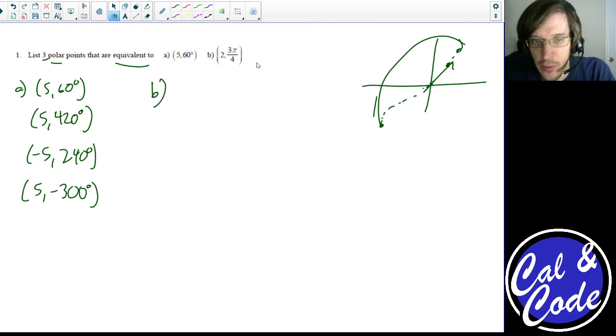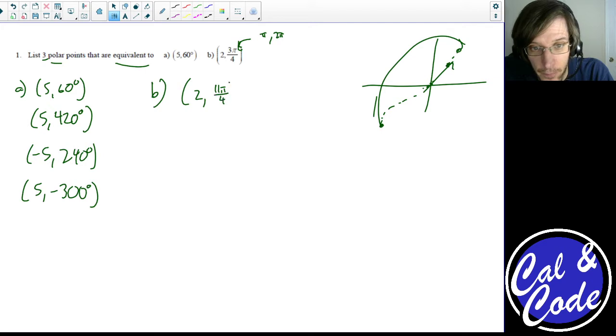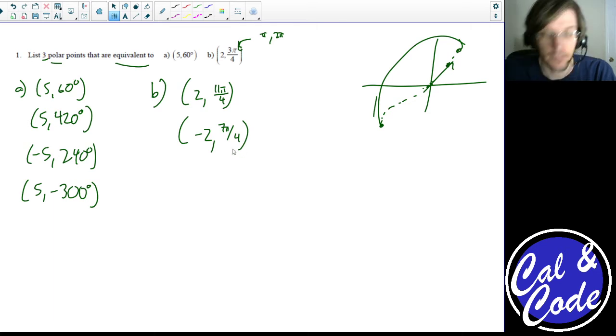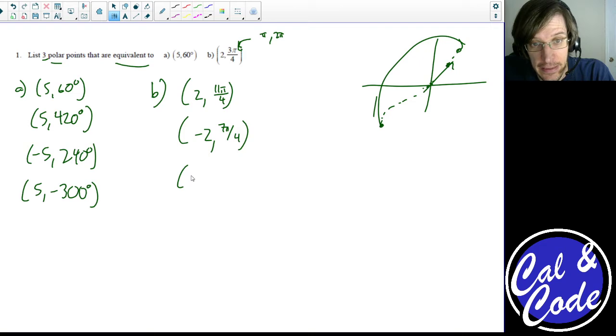You can do similar things when it's in radians, only instead of 360 and 180, we're going to be talking about pi and 2 pi, right? So if I add 2 pi to this, I would end up with (2, 3π/4 + 8π/4), which is (2, 11π/4). That's one way to do it. I could add pi to this and make the radius negative. So add 4π/4 is (-2, 7π/4). Or again, I could subtract 2 pi. So I could get (2, -5π/4).